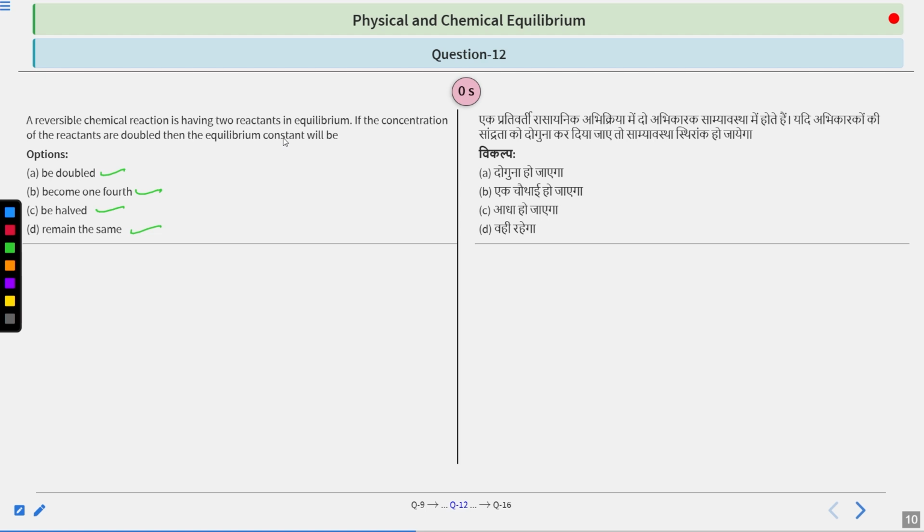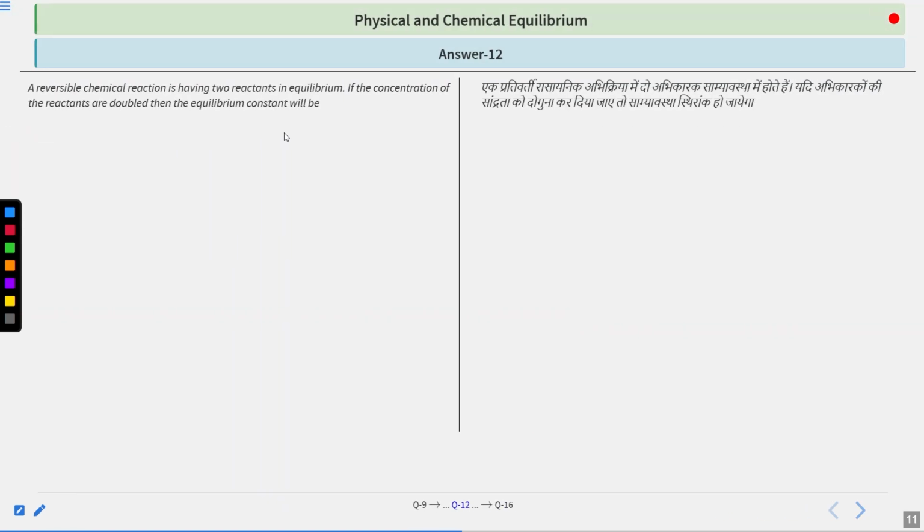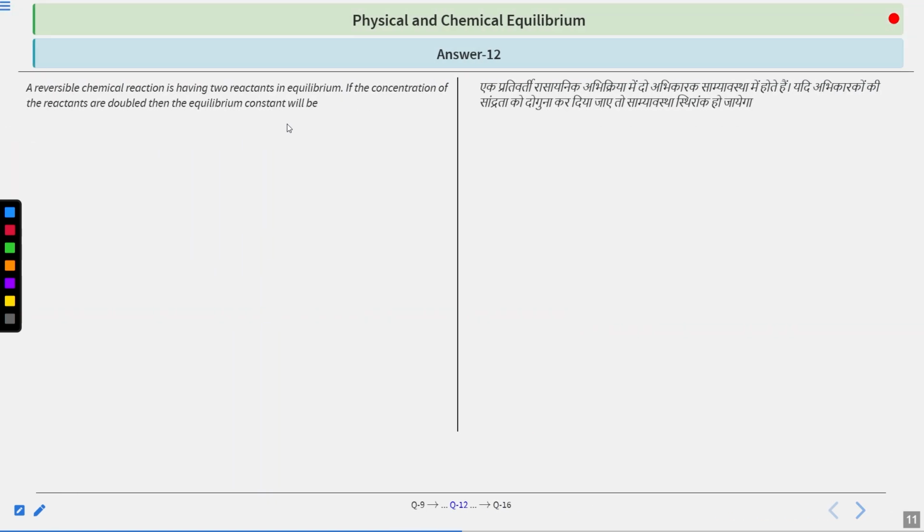Your time is up. So you are given a reversible chemical reaction which has two reactants. Now it is said that you are doubling the concentration of each of these reactants, so what will be the effect on the equilibrium constant, that is K?